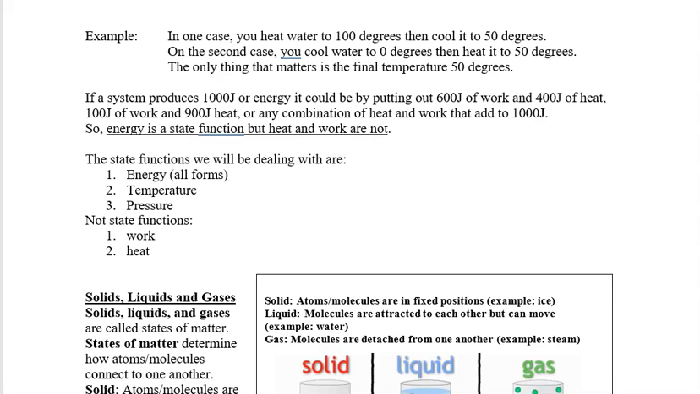In other words, it doesn't matter what path you take to get to the final destination, it's just what the final destination is. So if a system produces 1,000 joules of energy, it could be by putting out 600 joules of work and 400 joules of heat, or 100 joules of work and 900 joules of heat, or any combination of heat and work that add to 1,000 joules. So energy is a state function, but heat and work are not.